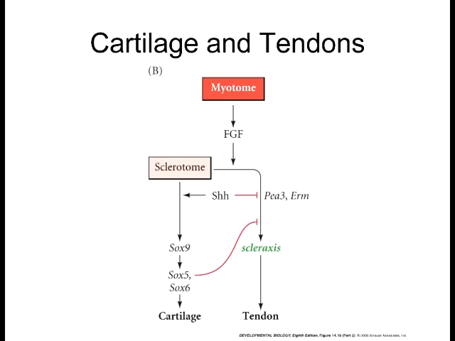So that's where the syndetome comes from: a blocking of the sonic hedgehog signaling in this tiny band of cells right between the myotome and the sclerotome, and that's going to take part in the development of your spinal column, but the tendons of that and not the bone. This is where sonic hedgehog plays a key role in the differentiation of the sclerotome, but not the syndetome.